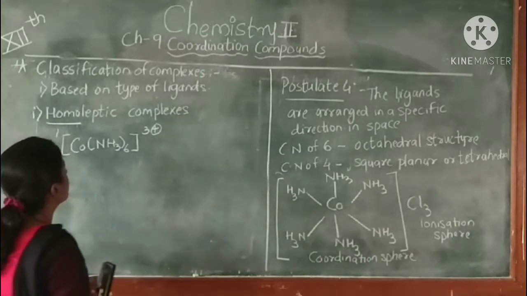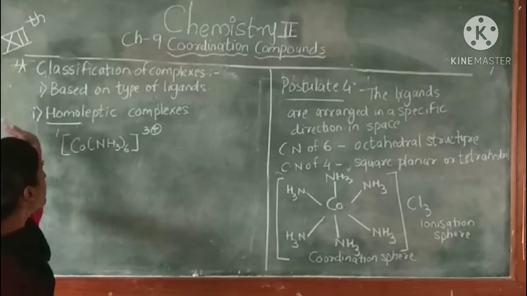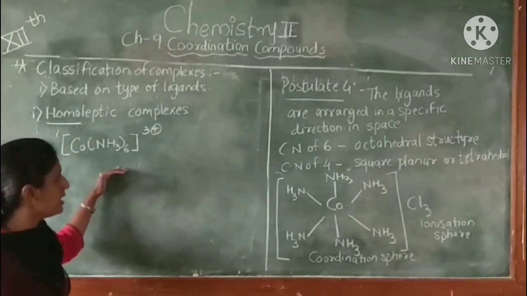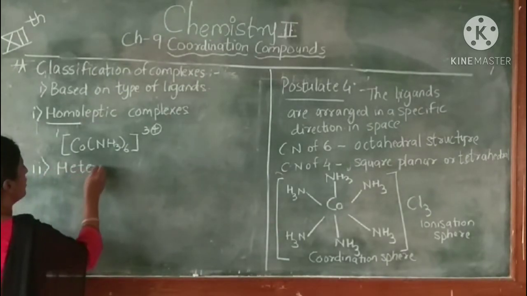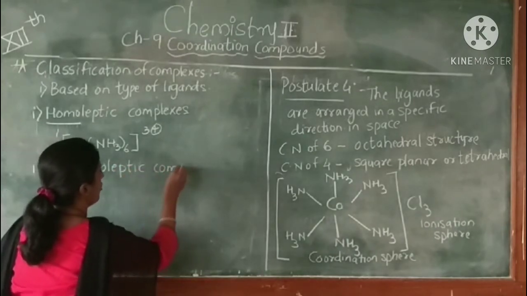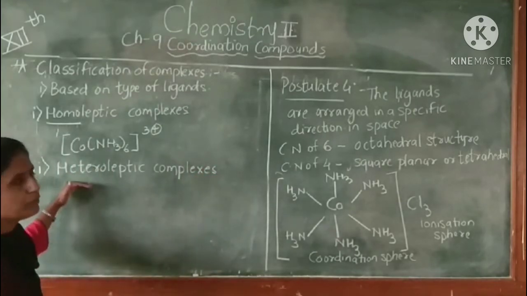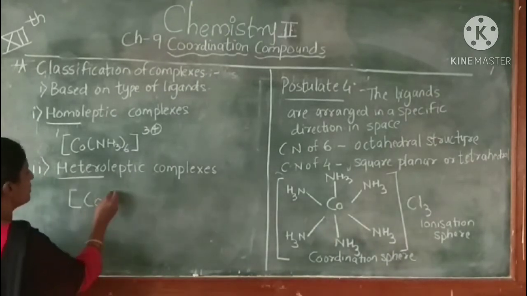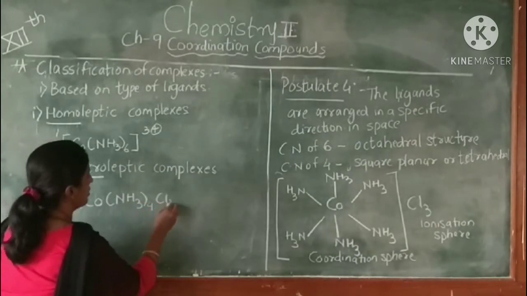So based on the type of ligands, complexes are classified as homoleptic complexes, in which only one type of ligand is there. The next type is heteroleptic complexes. Try to remember it by associating it with the name. Hetero means different. For example, I am taking again the cobalt example.